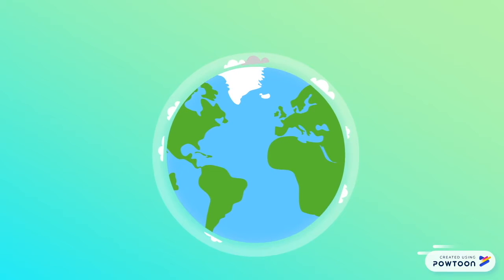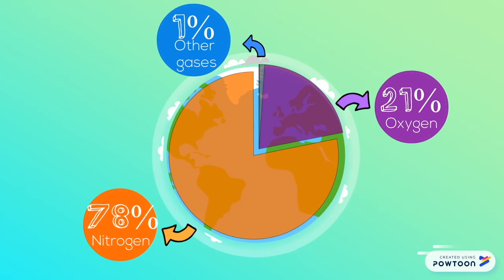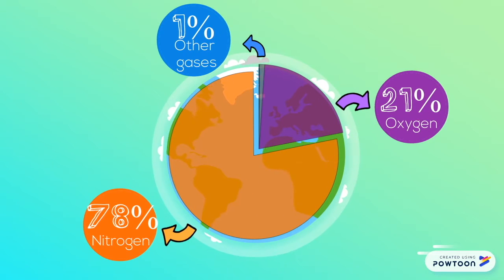The atmosphere is made up of a mixture of gases which are nitrogen, oxygen, and other noble gases. About 78% of the Earth's atmosphere is made up of nitrogen, 21% is made up of oxygen, and the other 1% is made up of other gases.